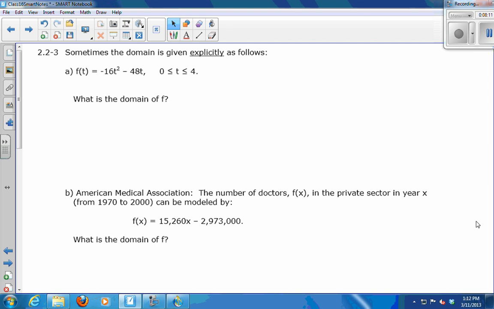All right, so sometimes a domain is given explicitly, which means they just tell you. You read the problem and they just tell you exactly what the domain is. So for example, if they say f of t equals negative 16t squared minus 48t, and then they put comma and t is sandwiched between 0 and 4, they're just telling you the domain, 0 to 4. Those are the t values that make sense for this function, or those are the t values for which they're defining the function. So sometimes they'll just come right out and tell you. Right after the formula, they give you the domain.